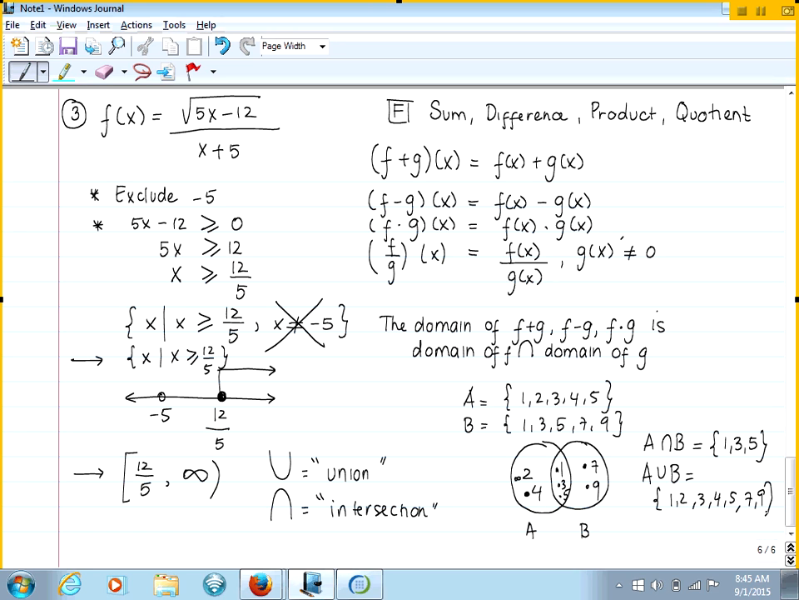Okay? All right. Now, what is the domain of f over g? What do you think? Excluding the values that make g of x equal 0. Yes. So, good. So let's write down the domain of f over g on the next page. Are you guys ready?